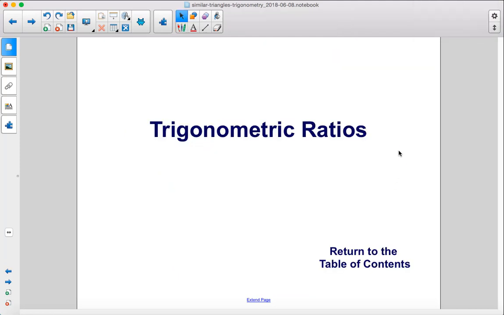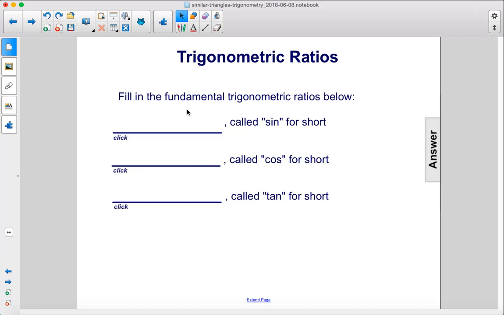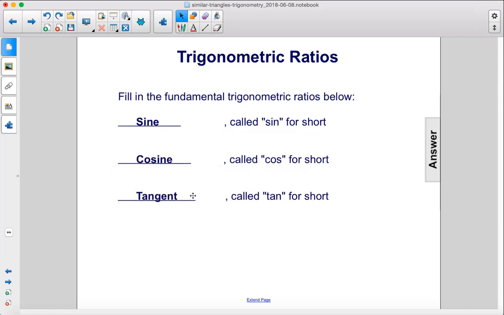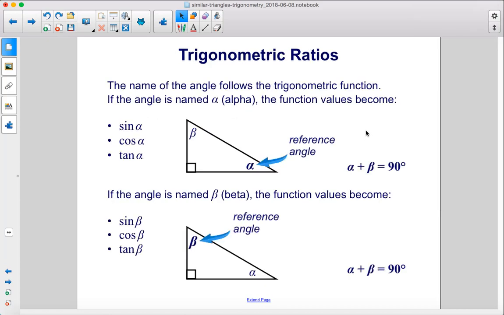Trigonometric ratios. Fill in the fundamental trigonometric ratios below. Sine, cosine, and tangent. The name of the angle follows the trigonometric function. If the angle is named alpha, the function values become sine alpha, cosine alpha, tan alpha.